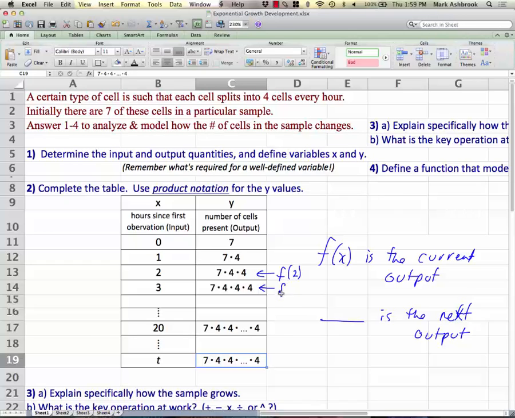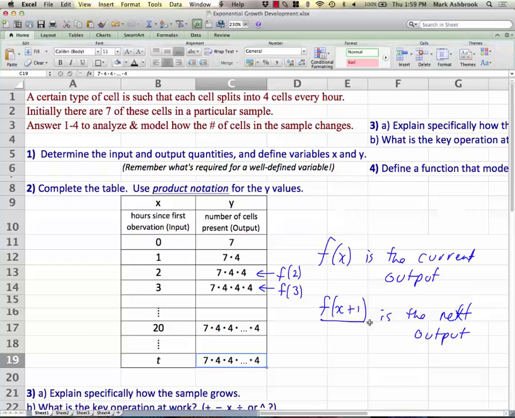F of 3. So if f of x is the current output, what's the next output? F of x plus 1. How many people got that before we said it? The next output is referring to advancing the input by 1. And what's the next output? Right? So how do we advance the input by 1?